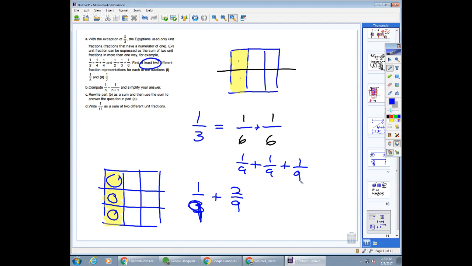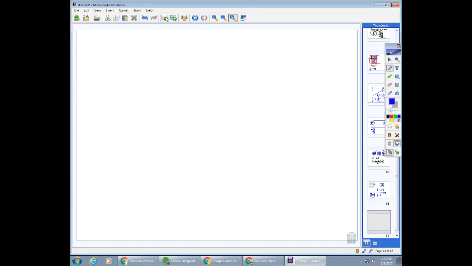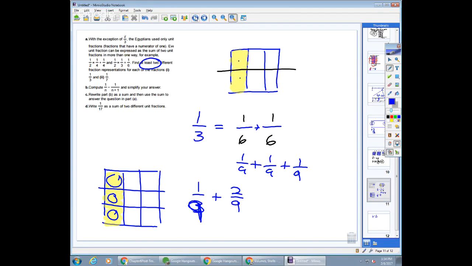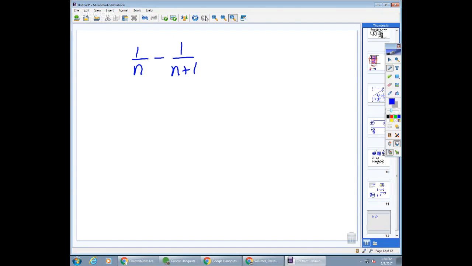So they say to compute 1 over n minus 1 over n plus 1. Let's see what that looks like. So that'd be 1 over n minus 1 over n plus 1. I think I copied that right. All right, so if I want to combine those, I have to have a common denominator. And the easiest thing to do is use our arrow algorithm here. And so the common denominator is going to be the product of the 2 denominators, n times n plus 1.